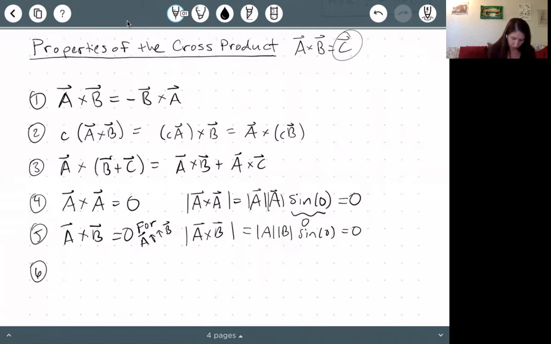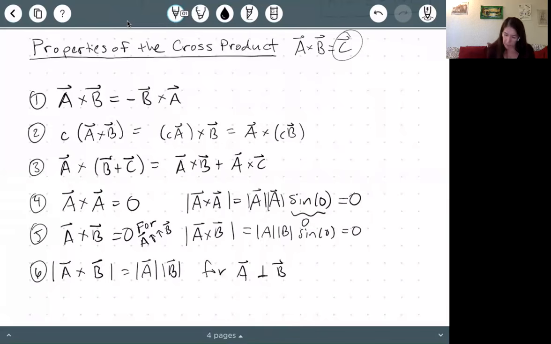All right, what if the vectors are perpendicular to each other, which is to say they're at a right angle? There's exactly 90 degrees between them. Then the magnitude of A cross B is the magnitude of A times the magnitude of B. And this is for A perpendicular to B. And that's because when two vectors are perpendicular, theta, the angle between them, is 90, and sine of 90 degrees is 1.